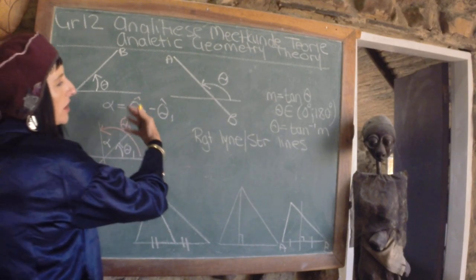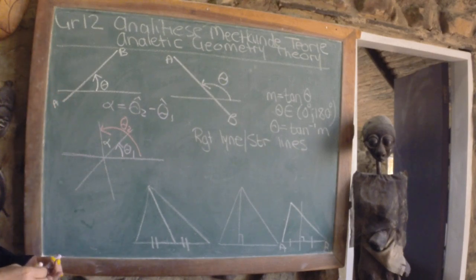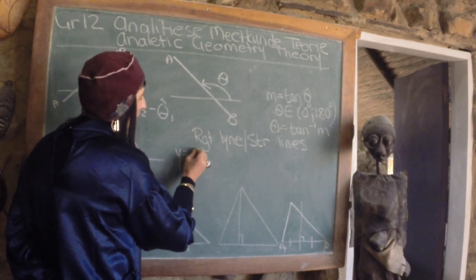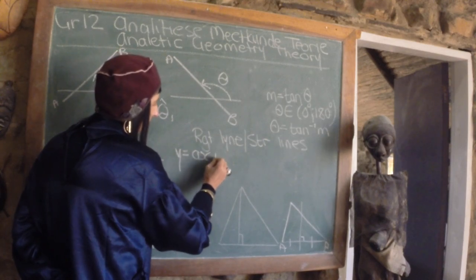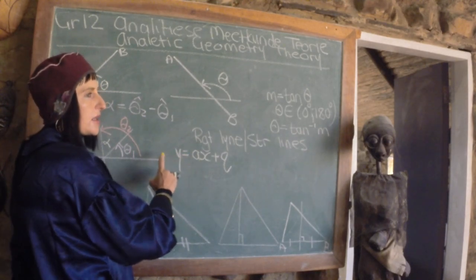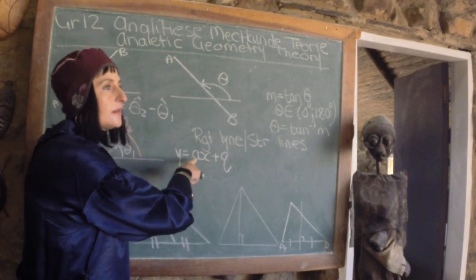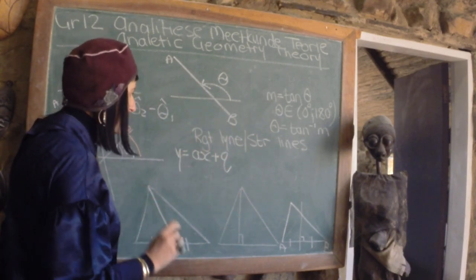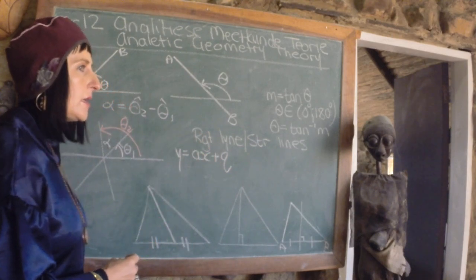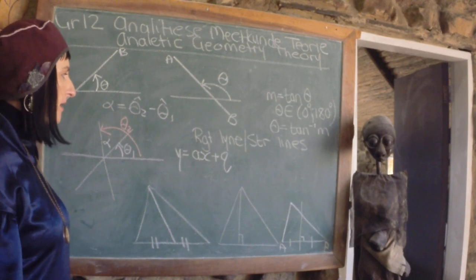Kom ons gaan kyk na ons leerwerk van graad 11 rondom reguit lyne. Standaard vergelyking van 'n reguit lyn is y is gelyk aan ax plus q. Where we know that x, y is all the coordinates. A is the gradient, difference in y on the difference in x, and q is always the y-intercept. Dit weet ons, standaard vergelyking van 'n reguit lyn.